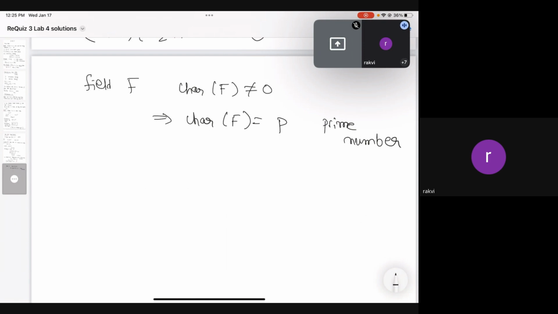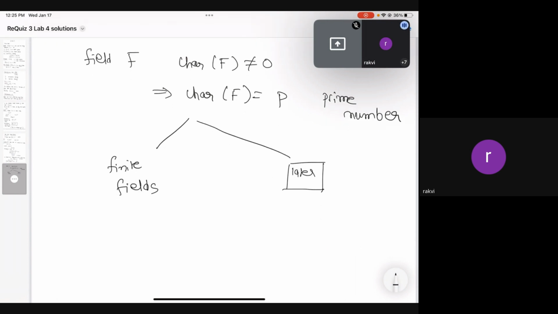Again, there are two kinds of things for these finite characteristic fields. Either the field itself is finite, which are finite fields, or there can be another thing. Let me discuss this box slightly later, because I'll need some notation from the finite field setup. But what I want to say is that just because the characteristic of a field is finite or a prime number does not necessarily imply that the field itself is finite. You can have an infinite field with finite characteristic.